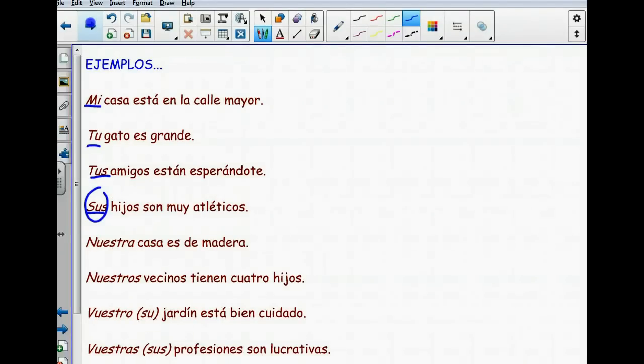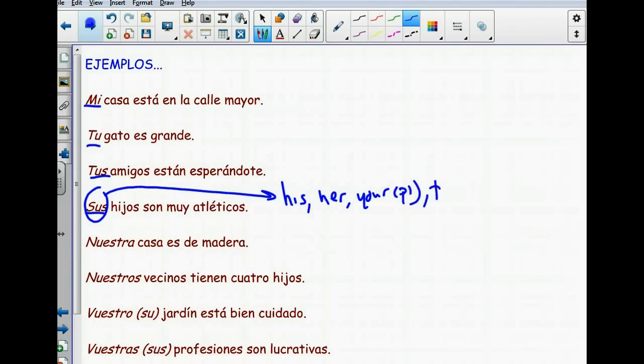Now, sus, this is super redundant, right? This could be his. It could be her. It could be your, plural. It could be their. It could be a bunch of things. It could be its. So, if in the context of the conversation we know who we're talking about, that's fine. But if not, we need to make sure we know who we're talking about here, because they mean a lot of different things. Nuestra casa es de madera.